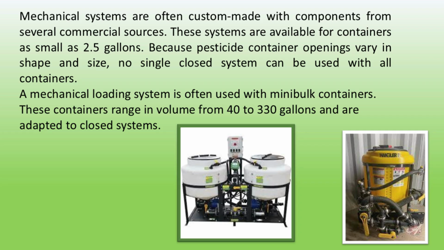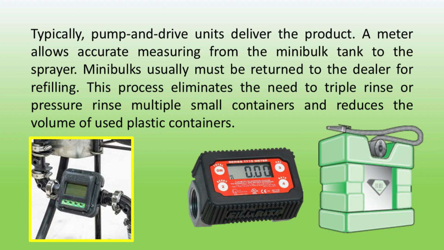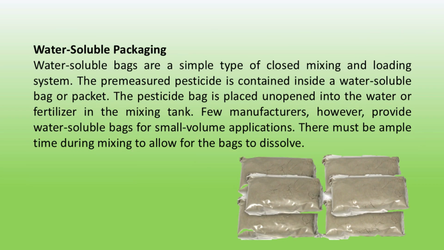A mechanical loading system is often used with mini bulk containers. These containers range in volume from 40 to 330 gallons and are adapted to closed systems. Typically, pump and drive units deliver the product. A meter allows accurate measuring from the mini bulk tank to the sprayer. Mini bulks usually must be returned to the dealer for refilling. This process eliminates the need to triple rinse or pressure rinse multiple small containers and reduces the volume of used plastic containers. Let's talk about water-soluble packaging.